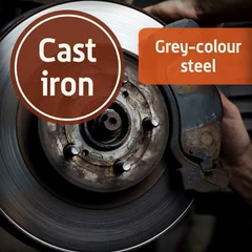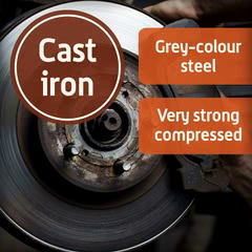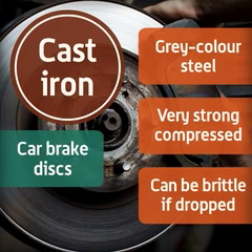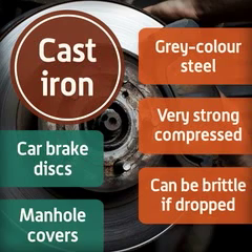Cast iron is a grey-coloured steel that is very strong if it has been compressed, but can be brittle and crack if dropped. It is used to make car brake discs and manhole covers you see on the pavement and in the road.